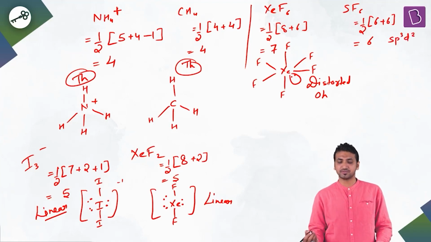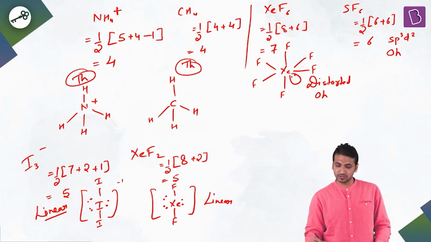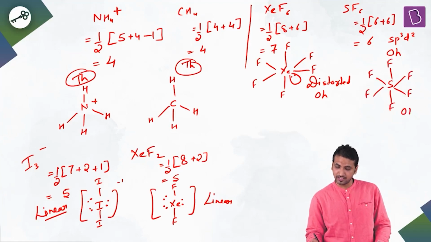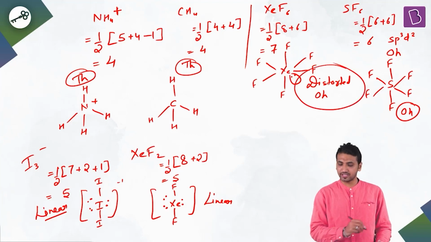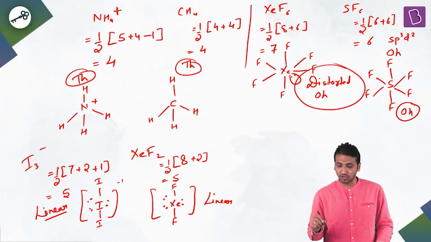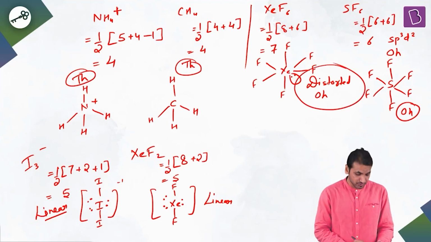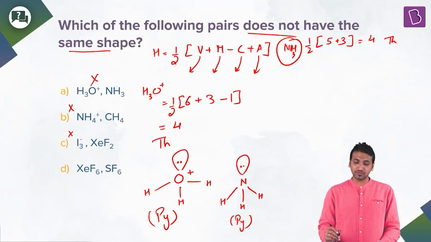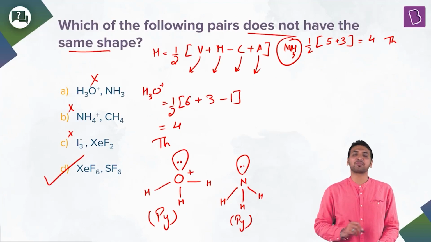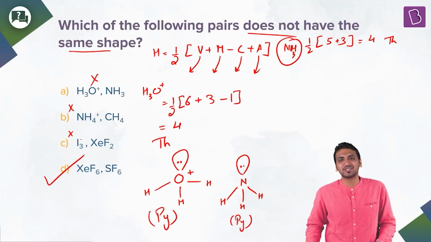sp3d2. This is like octahedral geometry. And because there is no lone pair, the shape is also going to be octahedral. So here it is distorted octahedral and SF6 has octahedral. So there is a difference of shape, and we were looking for that pair which does not have the same shape. So option D is going to be the correct answer to this question.